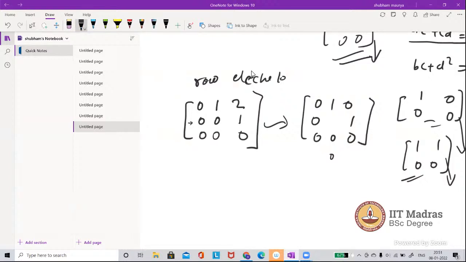So whatever the pivot element is, all the entries below it should be 0, and above it the entries should also be 0. This is the way to get the reduced row echelon form.